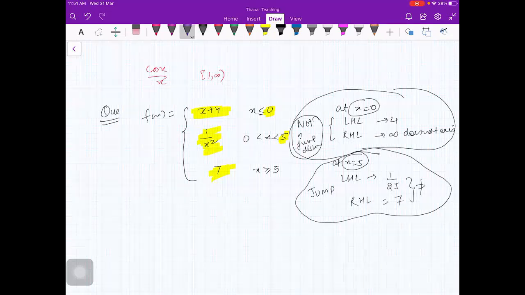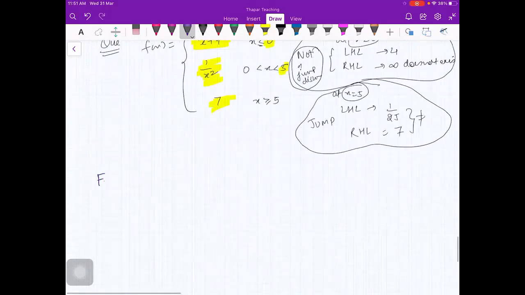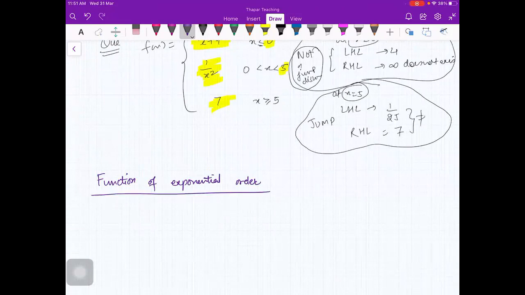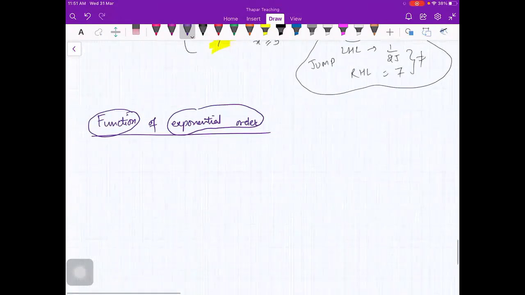Then we have something called function of exponential order. So what is this function of exponential order? नाम से कुछ क्लियर हो रहा है बेटा? ऐसा फंक्शन जिसका मैग्नीट्यूड एक्सपोनेंशियल फंक्शन के आसपास है, that is called function of exponential order. So I'll tell you the definition.